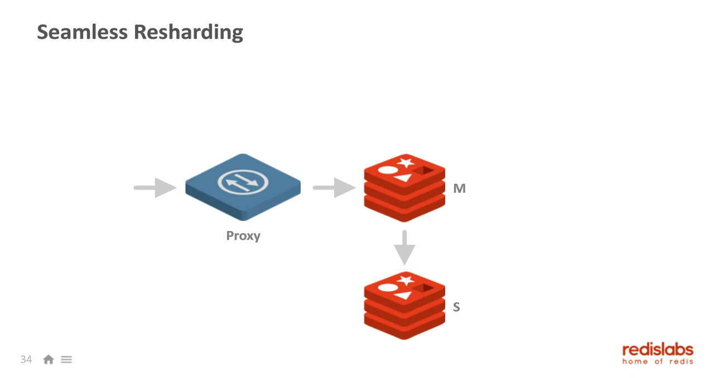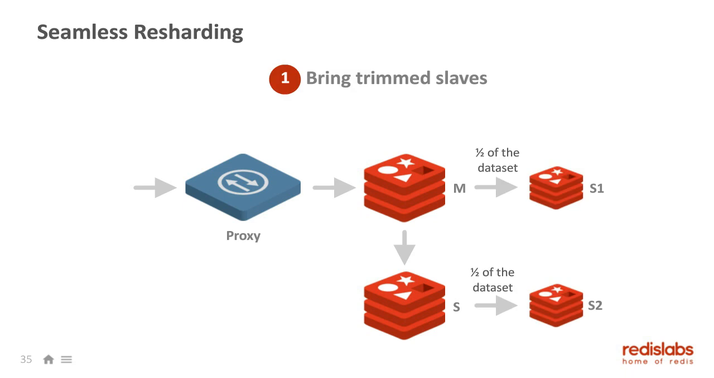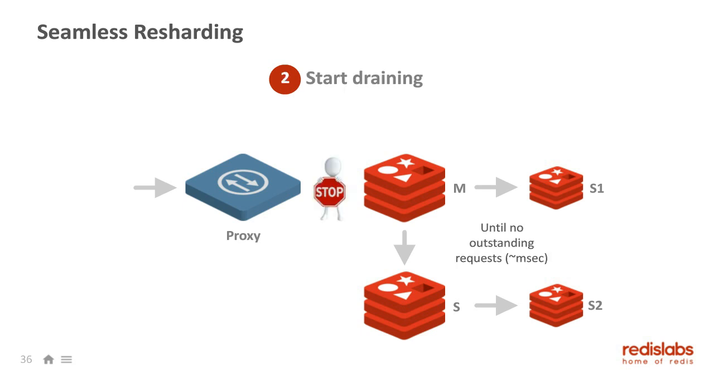Now, the first thing that we do is we add two more slaves to the picture. Those slaves are copies of the first one: of the master, the second one of the slave, and they are responsible for 50% of the data set. The next thing that we do is we tell the proxy to queue up all the requests for a bit, and we drain all the connections. So we will make sure that everything is in sync.